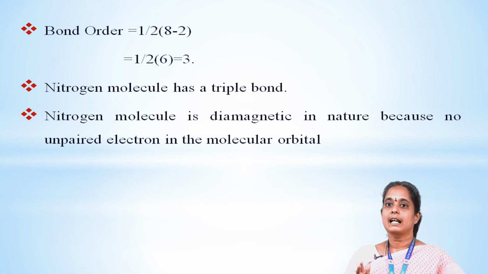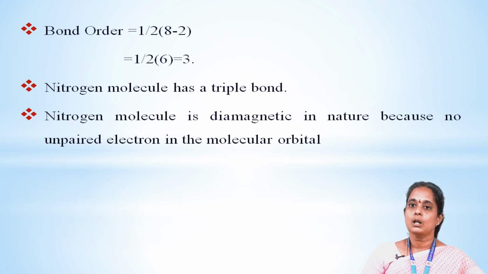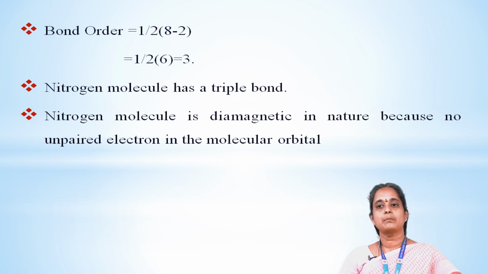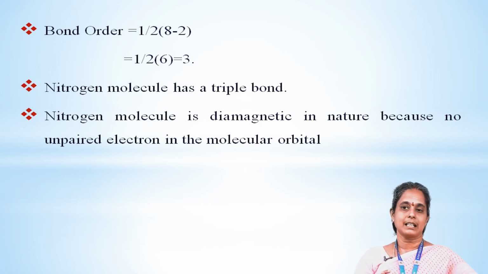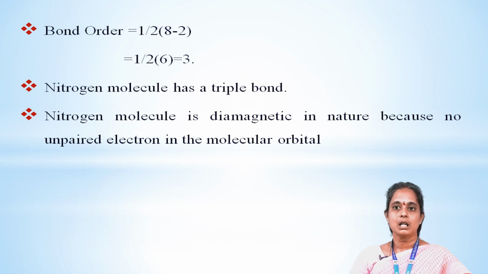This gives the bond order as half into 8 minus 2, that is, half into 6. The bond order for the nitrogen molecule is 3. So, the nitrogen molecule has a triple bond.